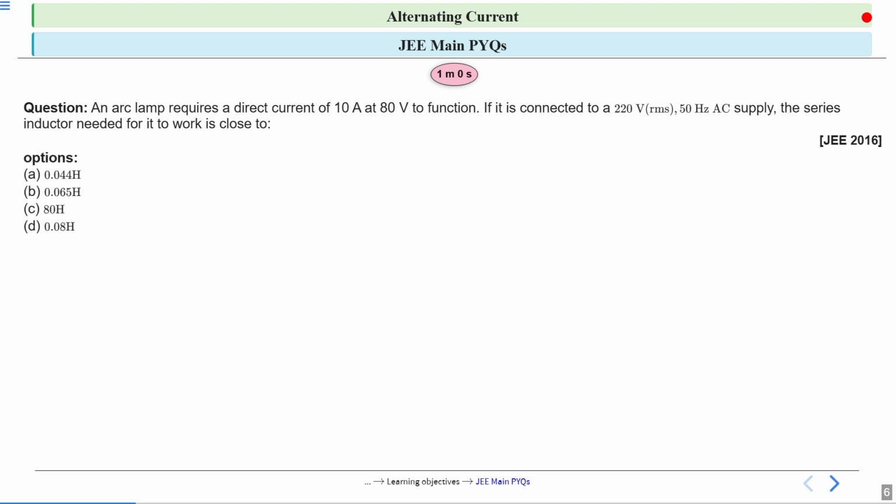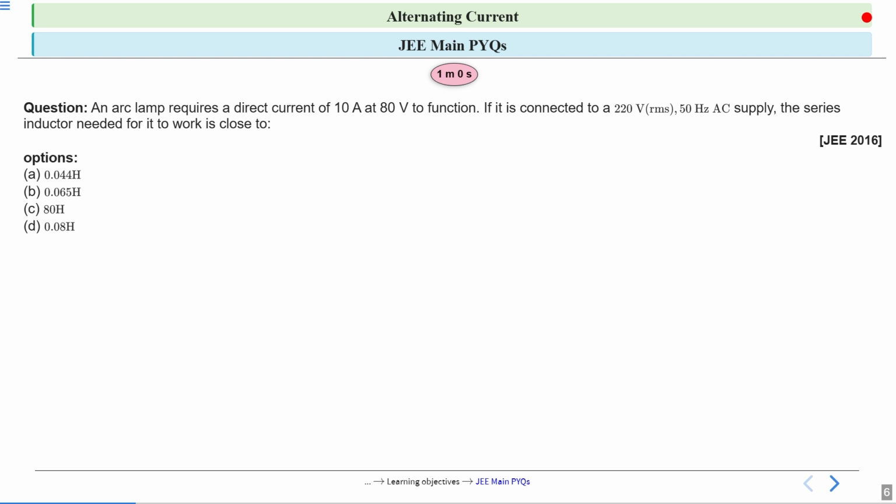An arc lamp, second question. An arc lamp requires a direct current of 10 ampere at 80 volt to function. So the arc lamp is operating on direct current, 10 ampere, and DC voltage 80 volt. If it is connected to an AC supply having RMS voltage 220 volt, the series inductor needed for it to work is close to.